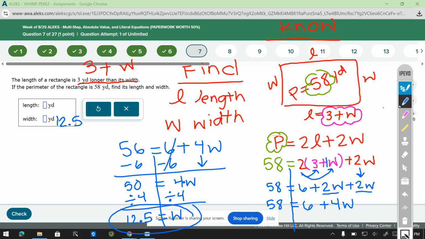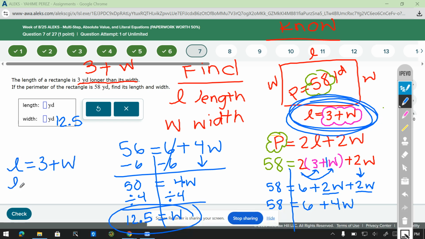The width is 12.5, but thinking back, the fact that we need the width and length, okay? Do we know anything else about length? Sure we do. Yep, we know that the length is 3 plus W. So since we know that W, the width, is 12.5, if we add 3 to that, that'll give us our length. So our length is 15.5 and our width is 12.5.